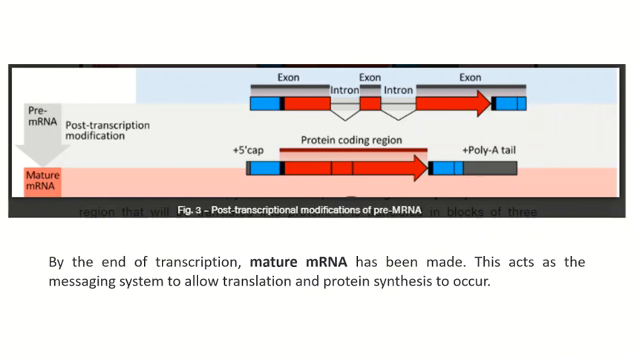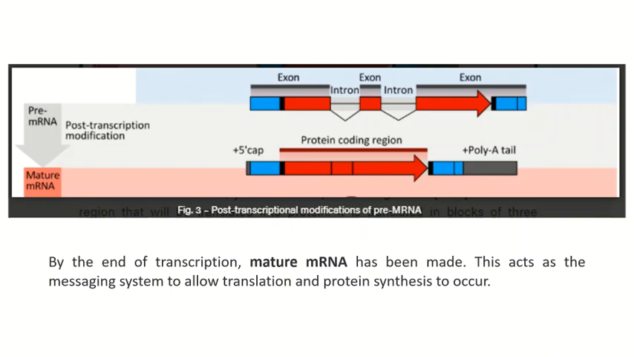So this is what I mean by splicing. At the pre-mRNA level, you still have the exon, intron, and exon. After the splicing, you will produce a mature mRNA without the intron. All you have is the 5' cap, the protein coding region coming from the exons, and the poly-A tail.